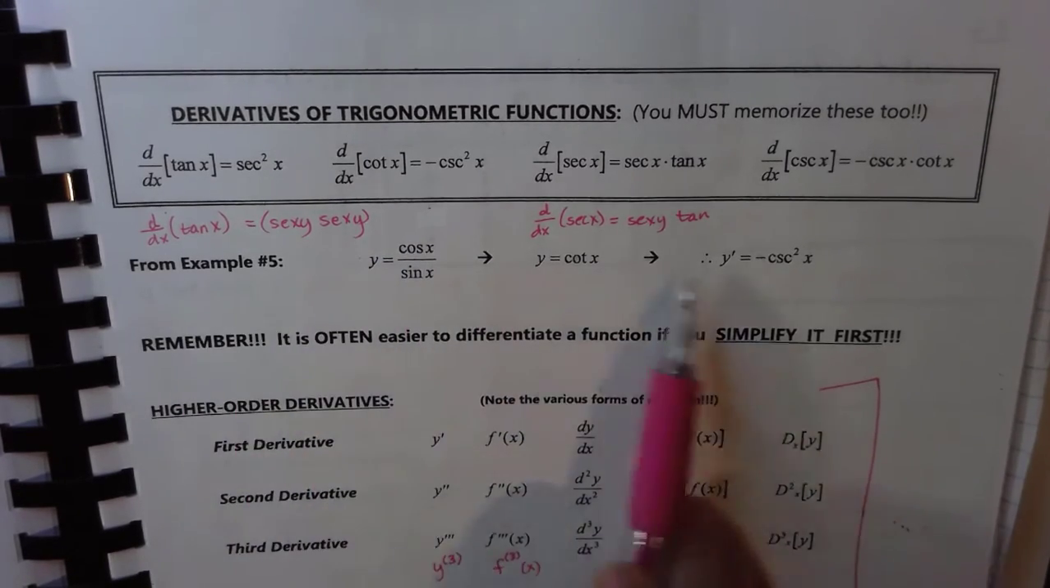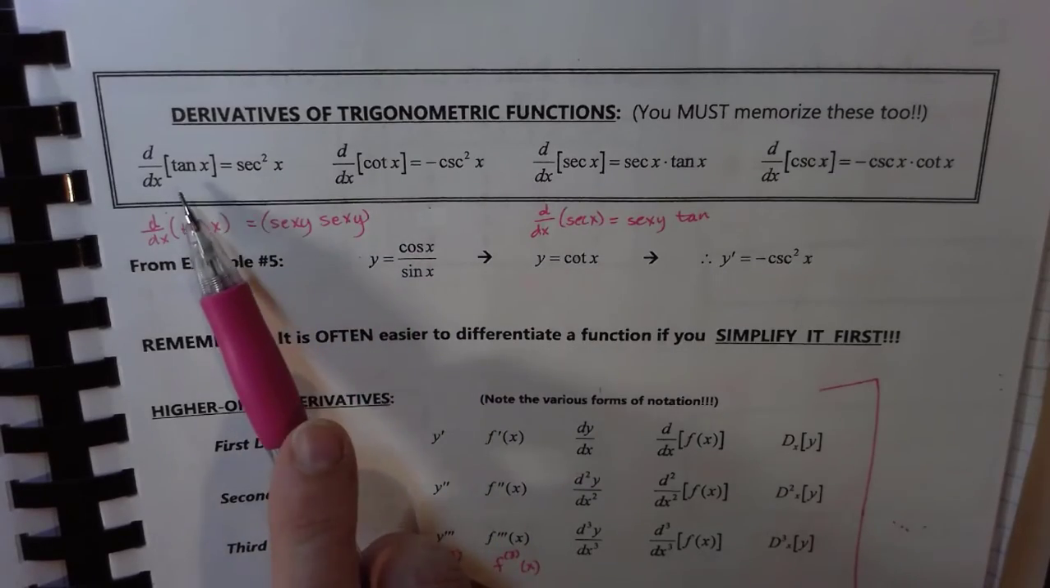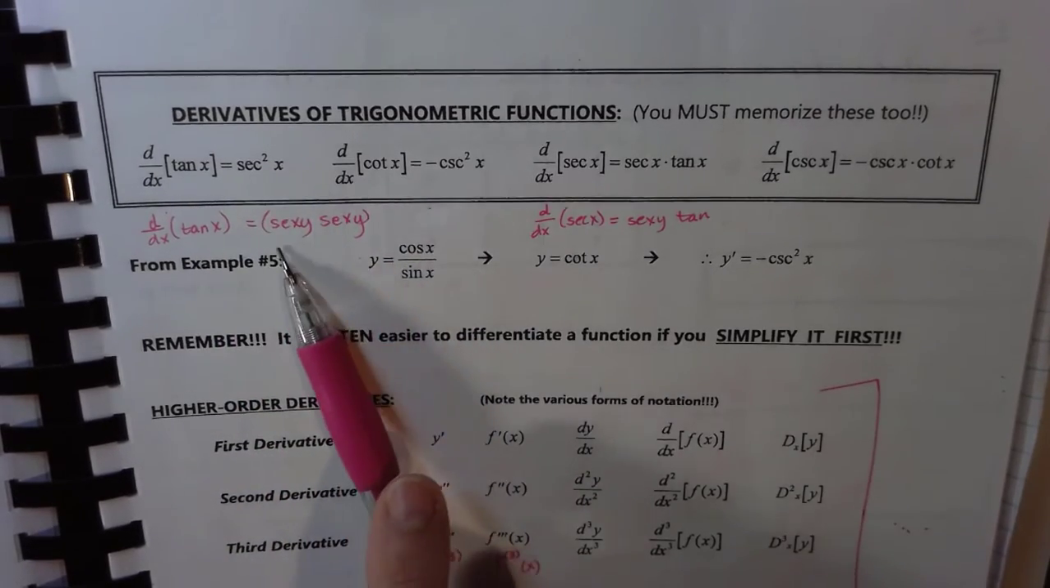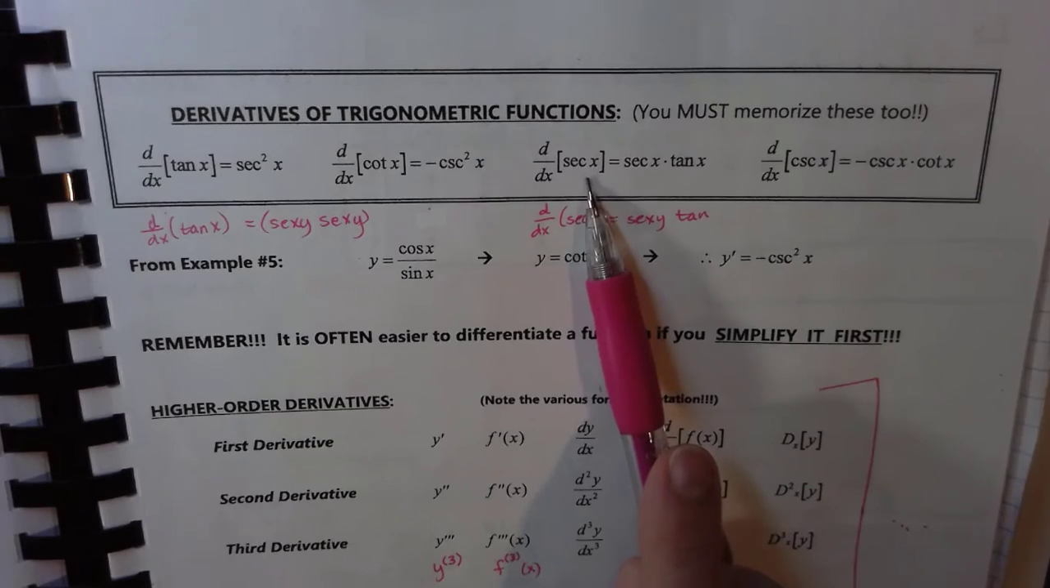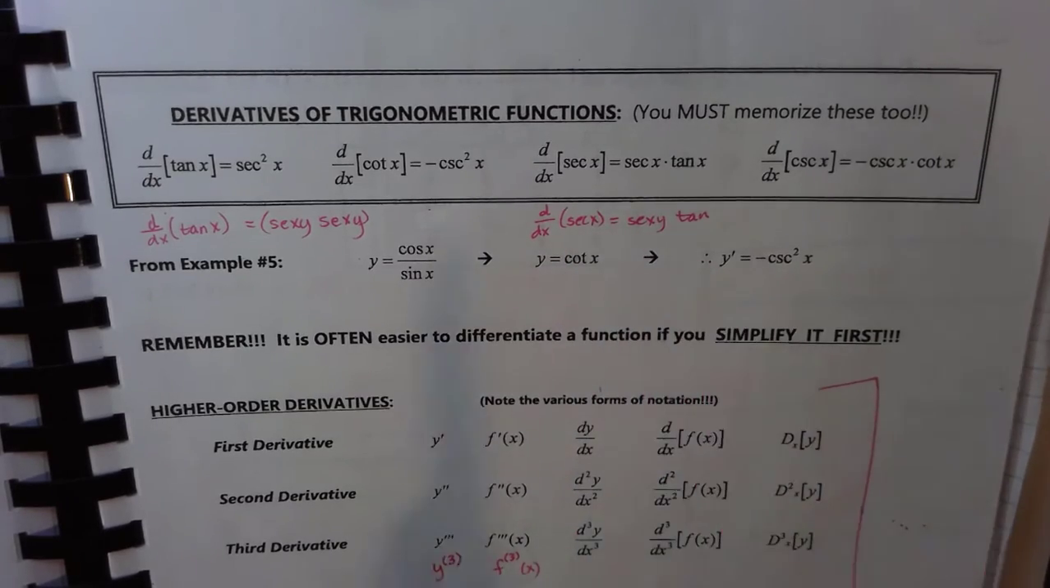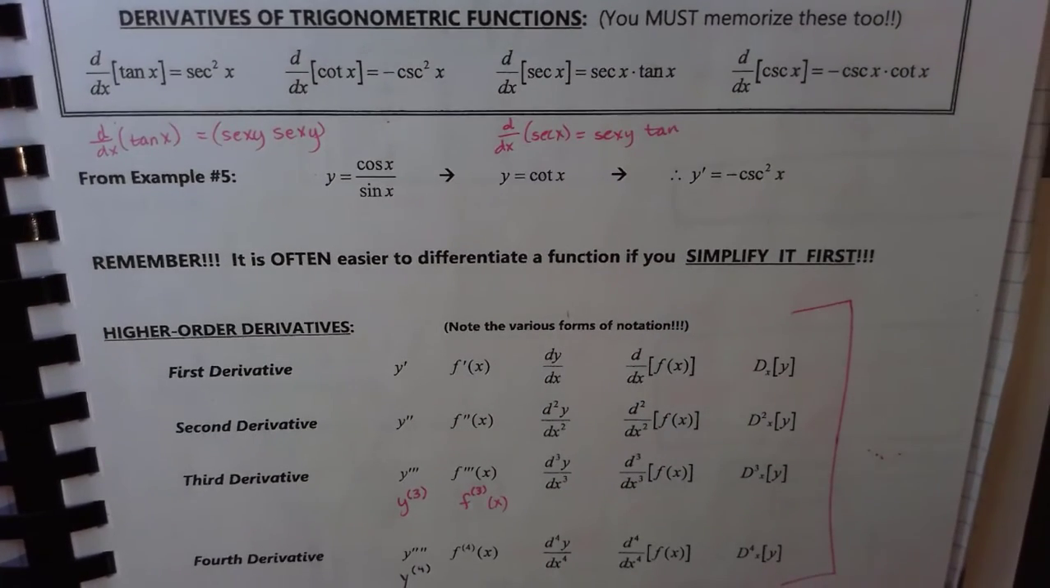I have some little memory techniques here. The derivative of tangent is secant squared. I'll call it sexy, sexy. The derivative of secant is sexy tan. Just a stupid little memory device.